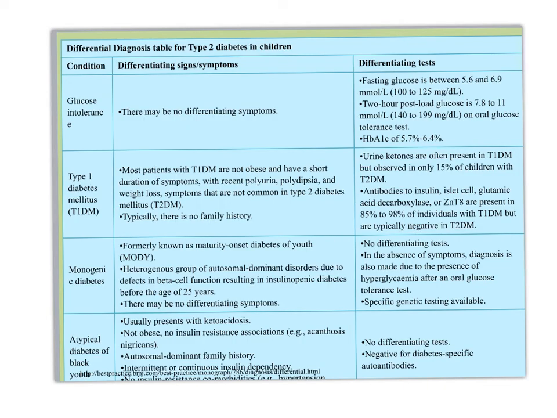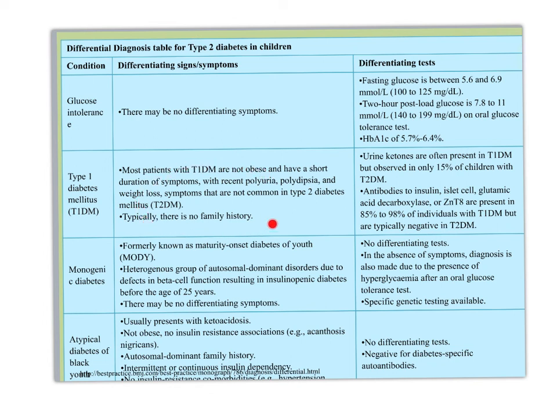All right, so here's an example I've pulled from the British Medical Journal on differential diagnosis for type 2 diabetes in children. You've got these various conditions: glucose intolerance, type 1, monogenetic diabetes, atypical diabetes. In this table, you can see no differentiating symptoms, which means it's difficult to distinguish. So over here, these are the tests they're going to order to try and tease out whether it is this or this.